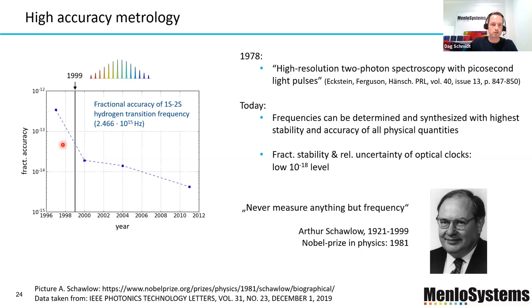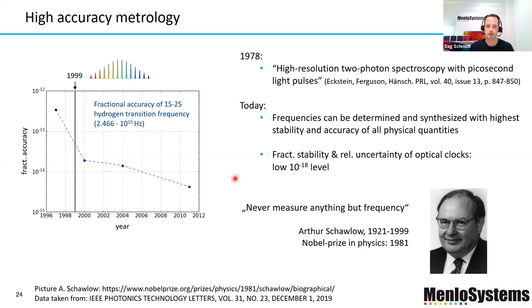And after the invention of the frequency comb, this value dropped massively by a factor of 20, down to only 40 hertz in the low 10 to the minus 14 range. And then due to improvements in the experimental setups, this could even be improved down to the 10 to the minus 15 fractional accuracy domain. And today, frequencies can be determined and synthesized with highest stability and accuracy of all physical quantities.